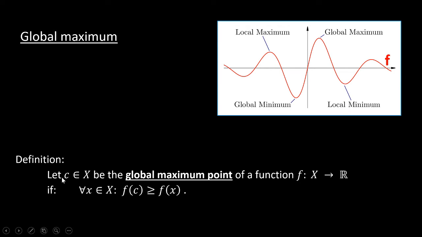So let C be the global maximum point. We call point C a global maximum point if it's larger than any other number. That's it. It's simple, but for some reason we define it in a rigorous way, with a specific way to write these. Okay, cool.